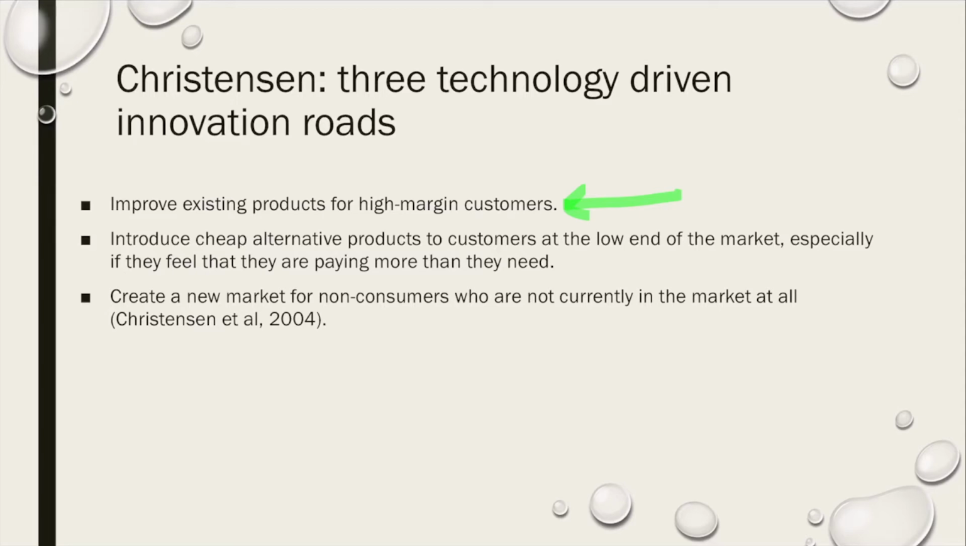Create a new market for non-consumers who are not currently in the market at all. So that's what Bill Gates did. That's what Steve Jobs did. They created something out of nothing. Whether it's computers, whether it's an iPhone, they created a demand. So innovation doesn't have to be an improvement upon something. You can create something new and make demand occur for you.